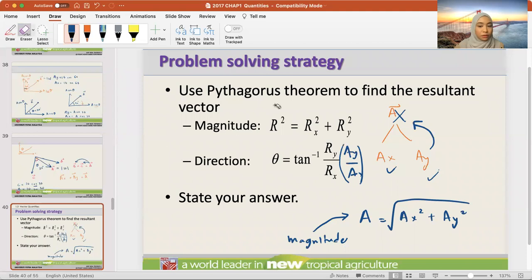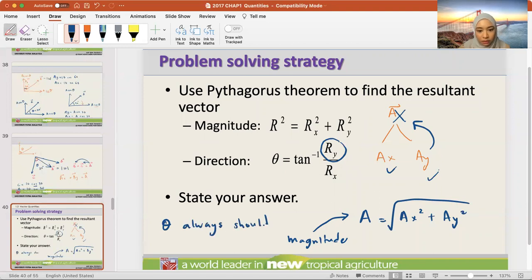Okay, so I think previously someone made a mistake and said AX over AY. It should be AY over AX. You have to bear this in mind. It's always the Y at the top. And when you are giving me the angle for your vector, it always refers to theta, and for your answer, it should refer to the positive x-axis. Okay, so I think that's all for our recap.